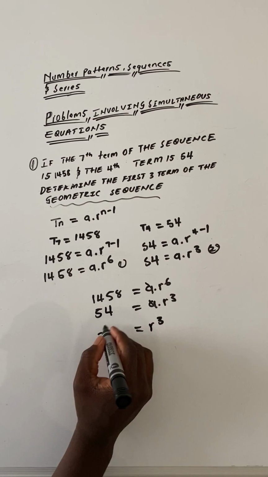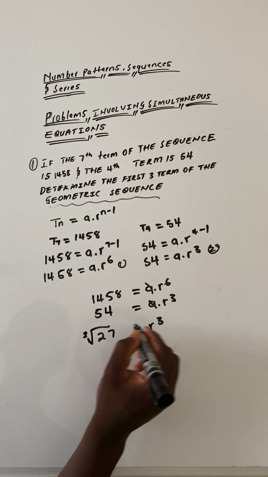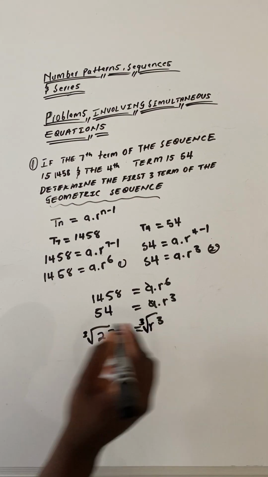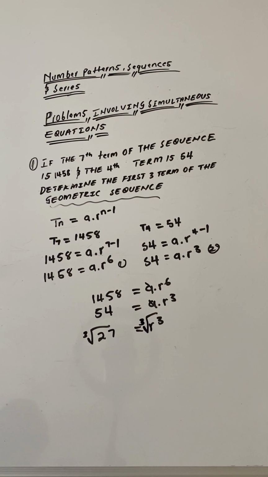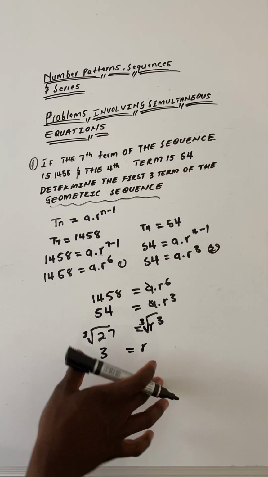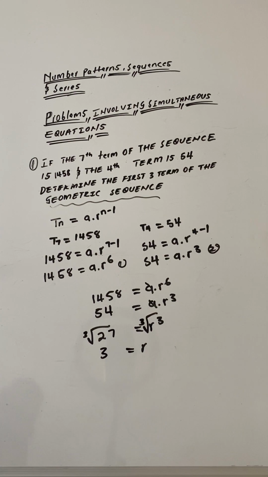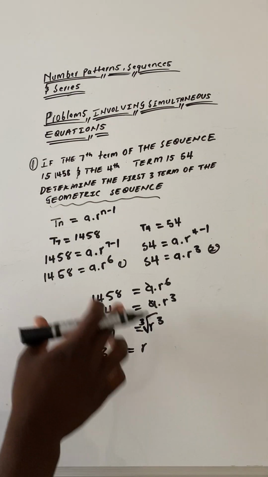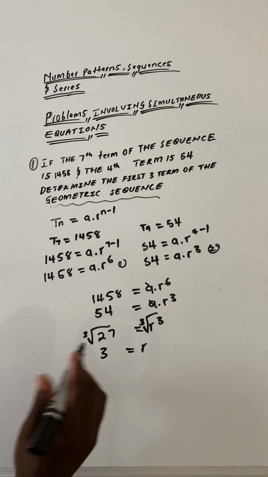So what are we looking for? We're looking for R. So we need to take the cube root. Right. So now what will R be equal to? The cube root of 27 will be equal to what? To 3. Right. So 3 will be equal to R. So now we have the common ratio. Right. So what do we need now? We need A. Okay. So now we can simply take this and substitute there and solve for A.